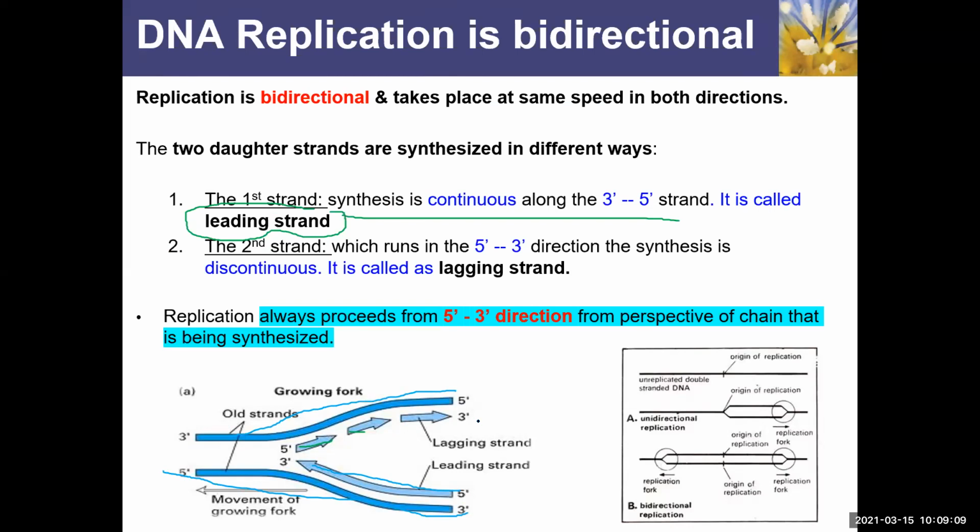And the second thing which I told you, remember that on one strand, the DNA synthesis takes place continuously. That is the leading strand, okay? And on the other strand, the DNA synthesis takes place in small fragments. That is called the lagging strand.